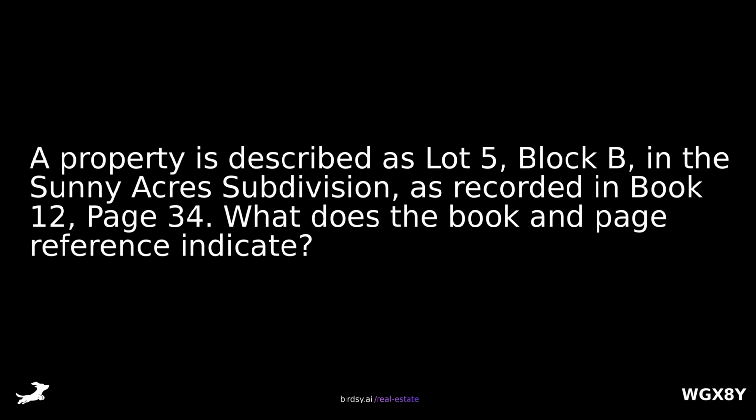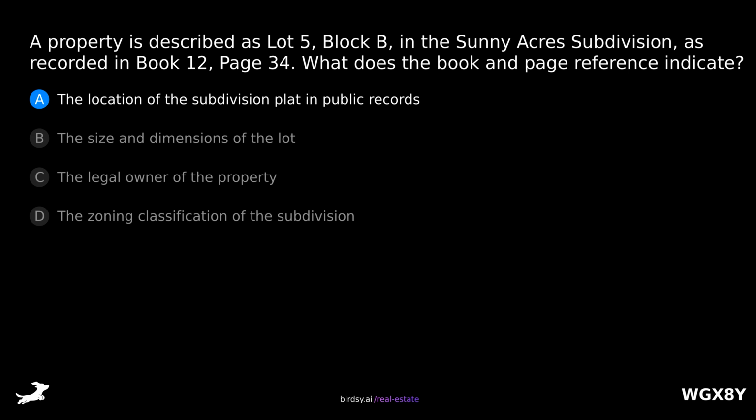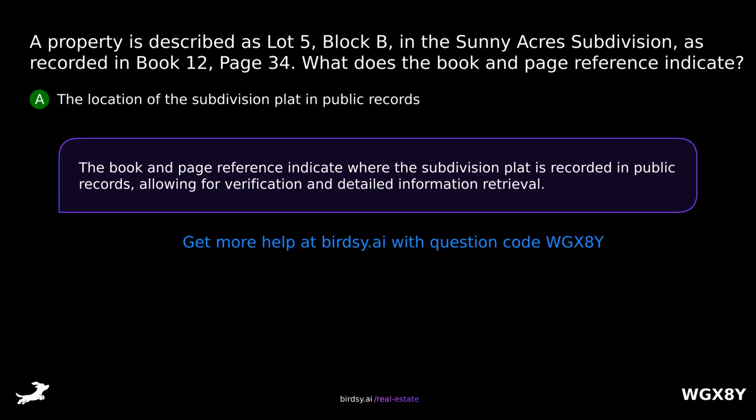A property is described as Lot 5, Block B, in the Sunny Acres subdivision, as recorded in Book 12, page 34. What does the book and page reference indicate? Is it A, the location of the subdivision plat in public records? B, the size and dimensions of the lot? C, the legal owner of the property? Or D, the zoning classification of the subdivision? The answer is A, the location of the subdivision plat in public records. The book and page reference indicate where the subdivision plat is recorded in public records, allowing for verification and detailed information retrieval.